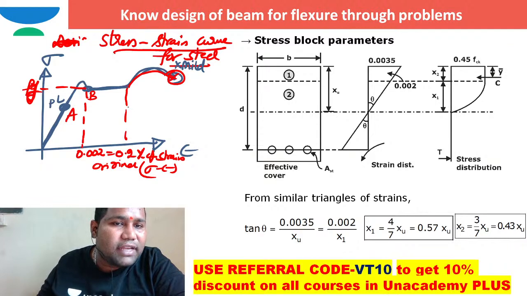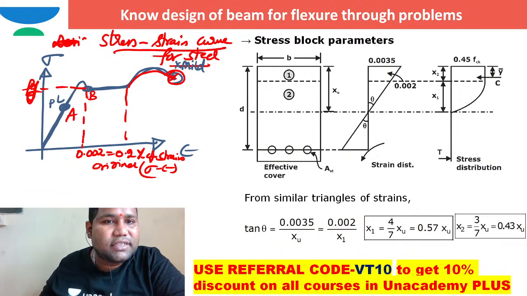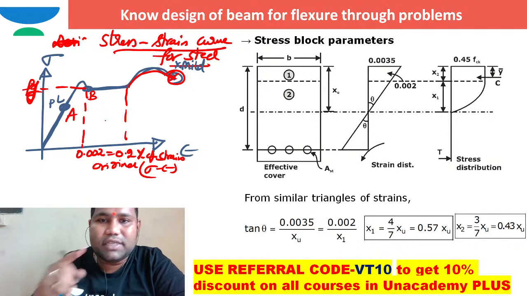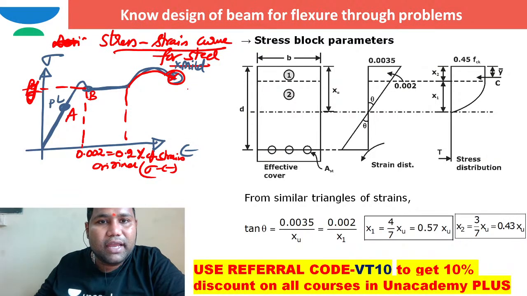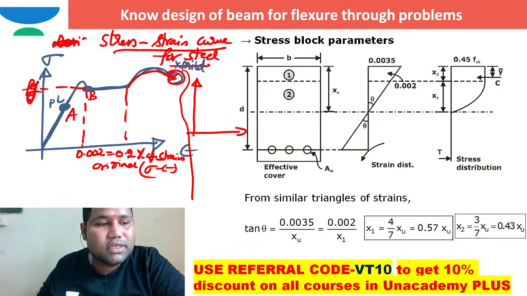So this curve has been simplified to show the idealized stress strain curve. What is that idealized stress strain curve? I am idealizing this complex stress strain curve into a simple stress strain curve. How can I show that simple stress strain curve? Maybe I can show it here itself. This is how I can show the stress strain curve.